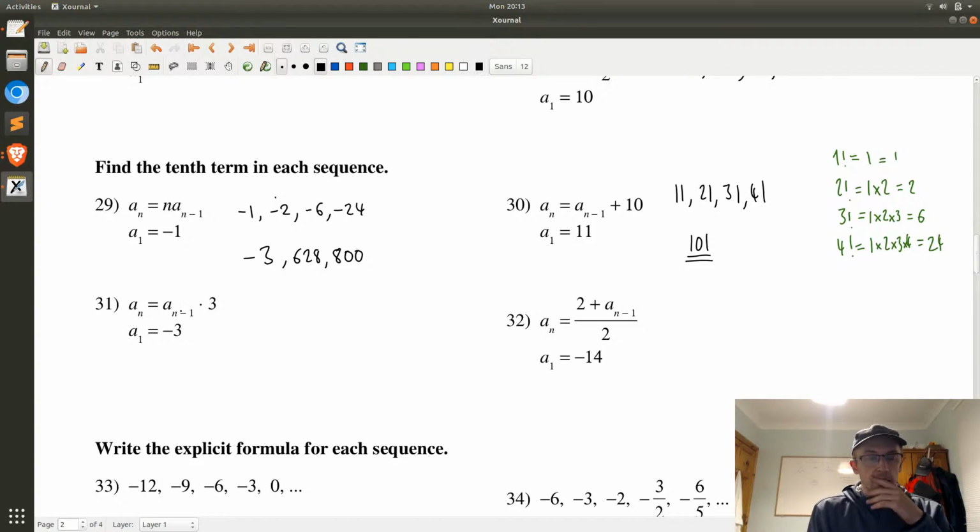In problem 31, we begin with -3, and we have to multiply the previous term by 3. So this is going to be like -9, -27, -81. Oh, I get it. It's just the powers of 3, but negative. So what is the 10th power of 3? That is 59,049. And then just stick a minus sign in front.